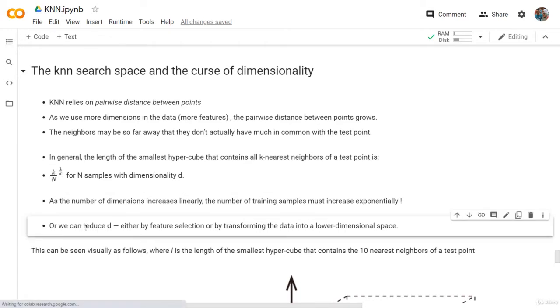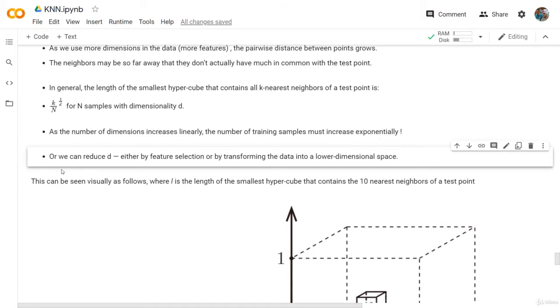Or we can reduce d, the number of dimensions. How can we reduce the number of dimensions? Either by feature selection and feature engineering, or by transforming the data into a lower dimensional space, which we are going to see in the unsupervised learning part of this course. We are going to use principal component analysis, or PCA, to do this.